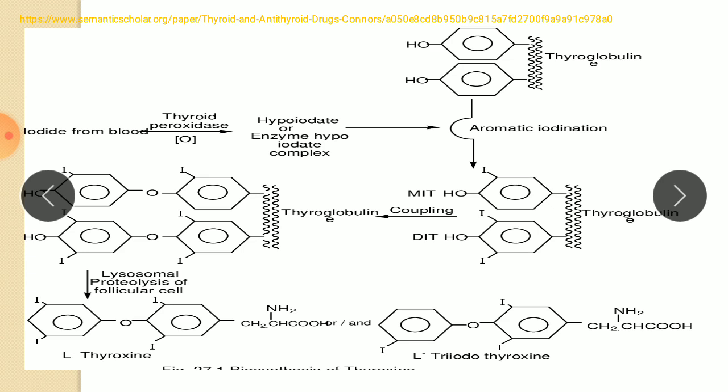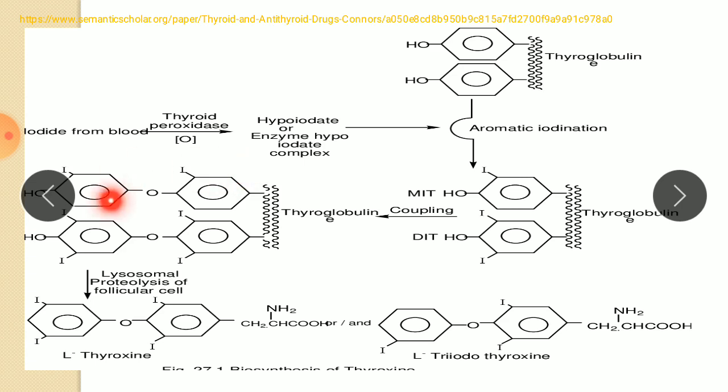Although MIT and DIT are formed, they do not leave the thyroid. Instead, they are selectively deiodinated to tyrosine. The tyrosine is recycled into new thyroglobulin, and iodide is recycled into hypoiodate for subsequent iodination. T4 and T3 are secreted by the cell into the circulation.